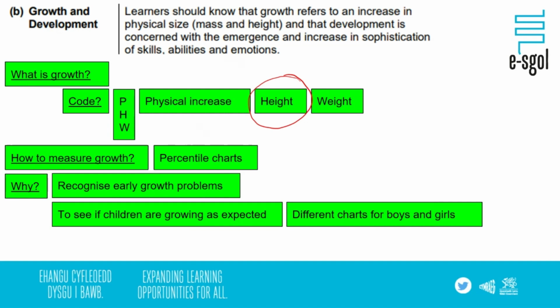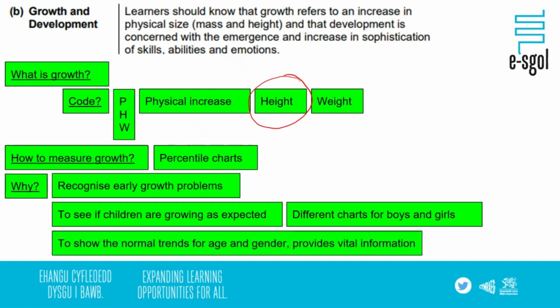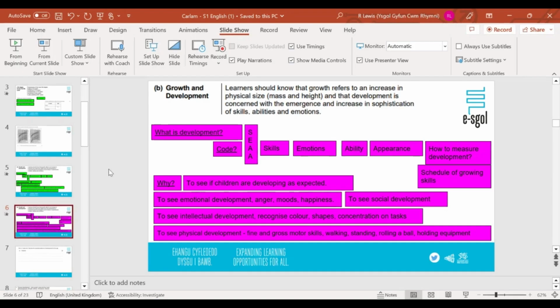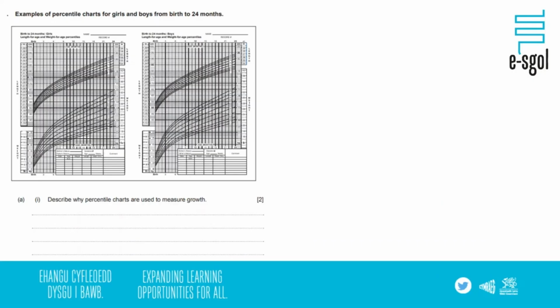It's also important for you to know that there are different charts for boys and girls, because we would expect growth to differ between the two genders. And it also gives us information to show whether our child is following the normal trend for their age and gender. And again, this provides vital information, not only to parents, but health visitors and health workers in general. Okay. I'm just now going to revisit the question that I previously showed you.